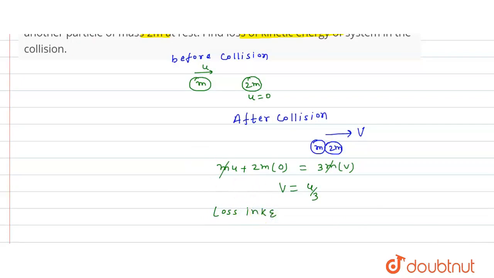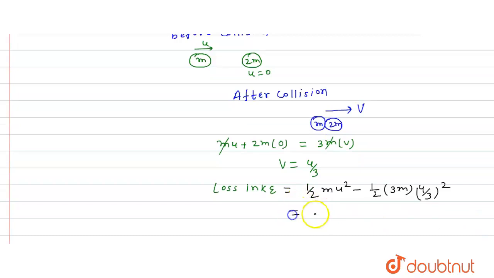Now we have to find the loss in kinetic energy. So loss in kinetic energy is equal to how much? 1 by 2 m u square, the initial, minus 1 by 2 and mass is here 3m, after collision, and v is u by 3 whole square. So now this will be 1 by 2 m u square minus 3 upon 2 m into u square by 9. Okay, so this will be cancelled by 3 times.